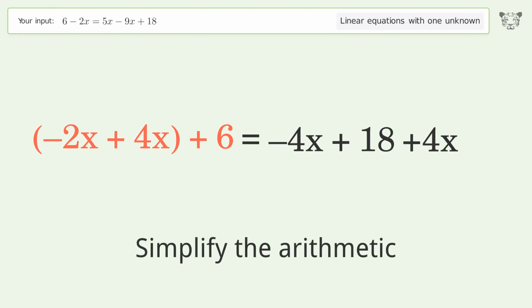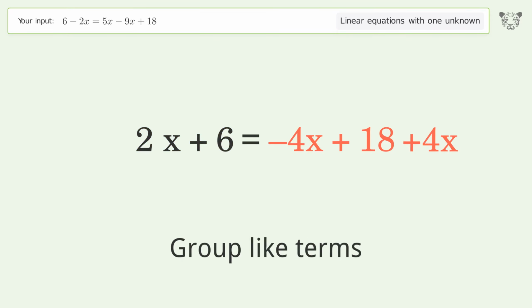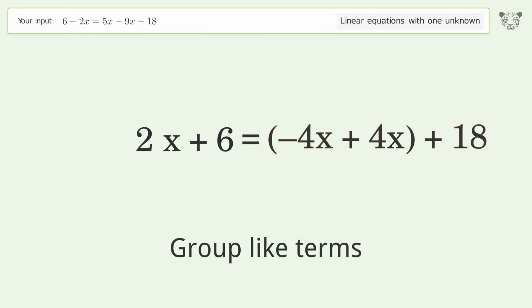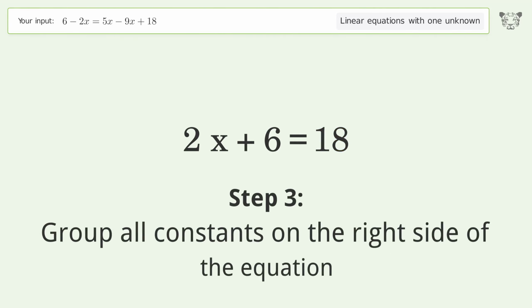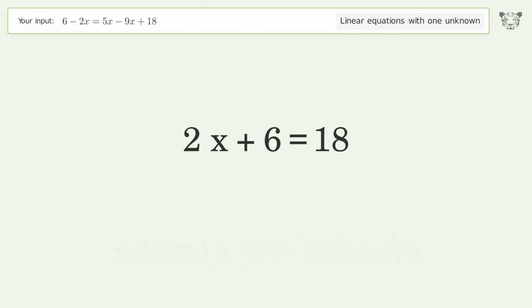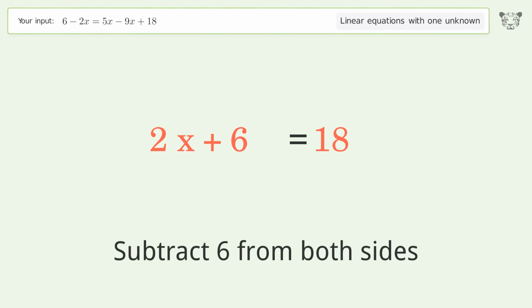Simplify the arithmetic. Group like terms. Simplify the arithmetic. Group all constants on the right side of the equation. Subtract 6 from both sides.